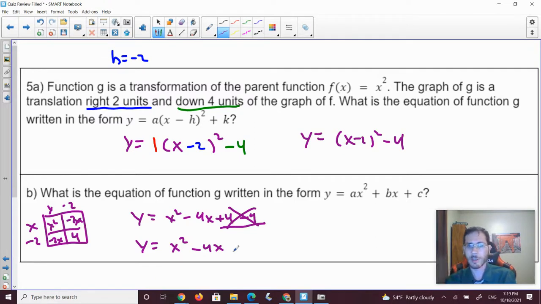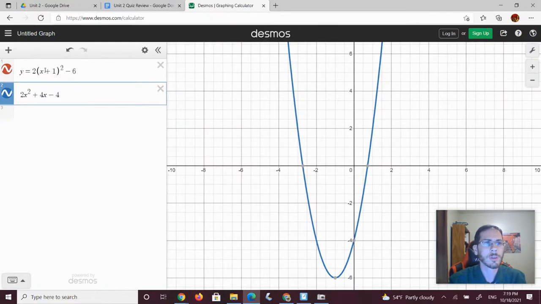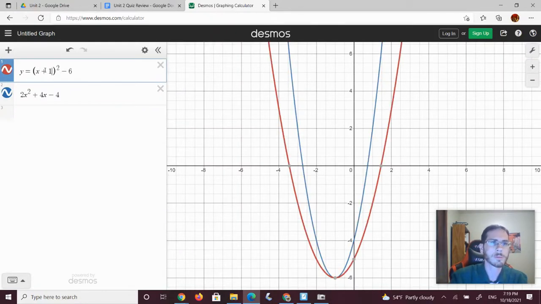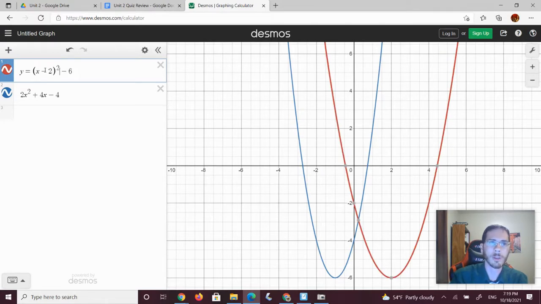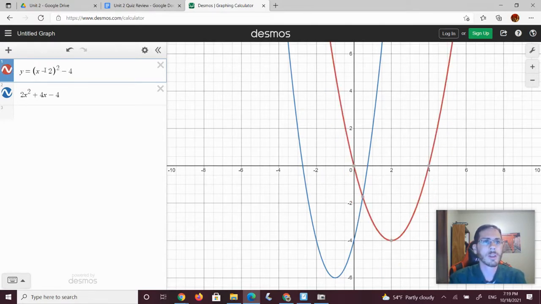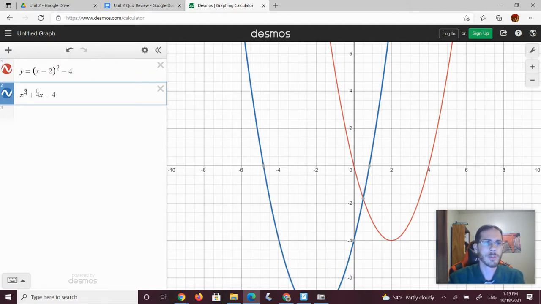Again, just want to double check. So we want to see if we get the same thing for both graphs. So I'm going to graph each of them. x minus 2 squared minus 4. You can see I don't really need to change the format of the equation. Over here, I also don't need to change the format of the equation.